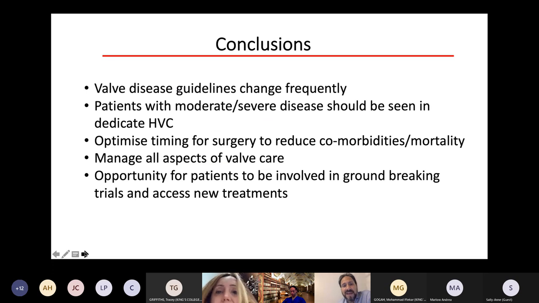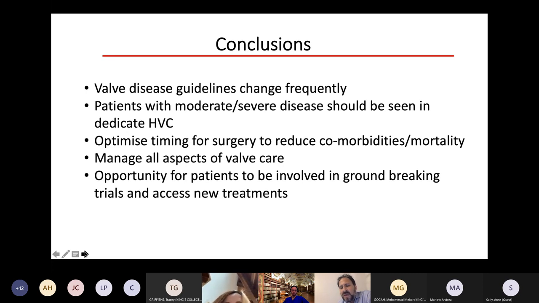So in conclusion, valve disease guidelines change very frequently, and that's one reason why patients should be seen in a valve clinic with dedicated valve specialists, because it's almost impossible to keep up with changing guidelines. Patients with moderate to severe disease should be seen in our heart valve clinics, and our purpose is to optimize the timing for surgery to reduce comorbidities and mortality. We do manage all aspects of valve care.